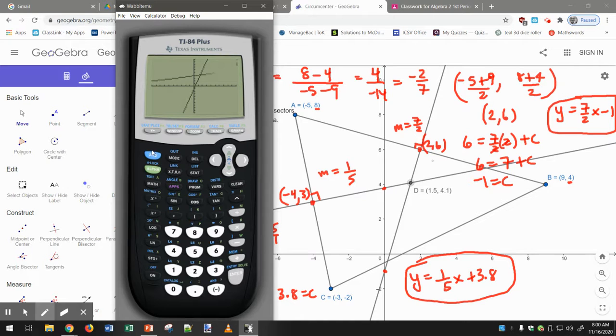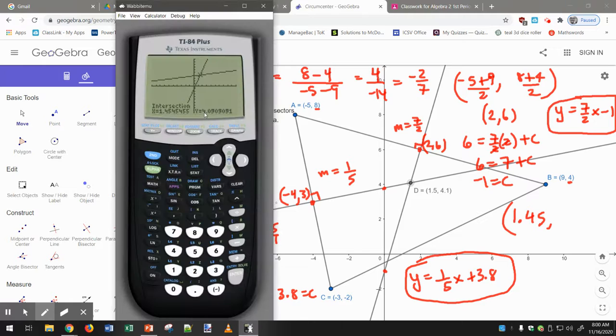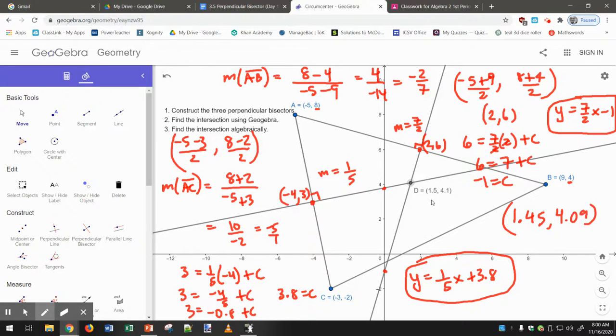Remember, we just do second, calc, intersect. First curve, just make sure I'm on the first line. Second curve, it jumps to the second line. And now I need to go over to the intersection. And I got 1.45, comma, I'm going to do 3 sig figs, 4.09. 4.09, which is why GeoGebra rounded to the nearest tenth. So that's how you do it.